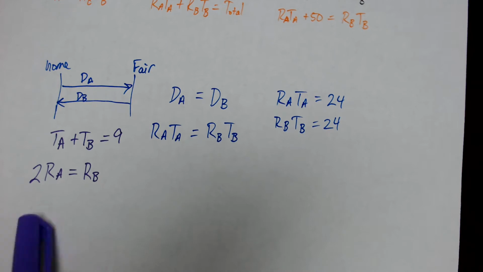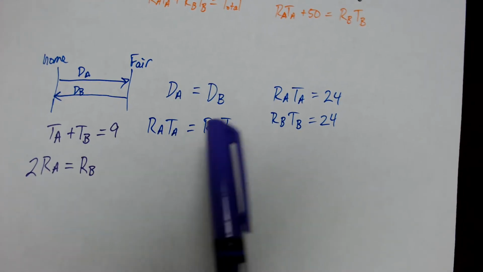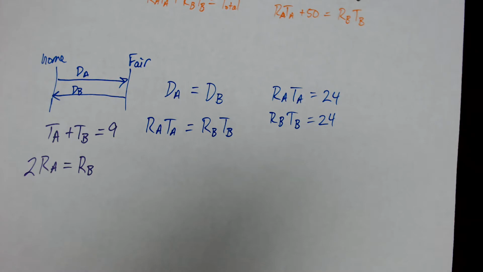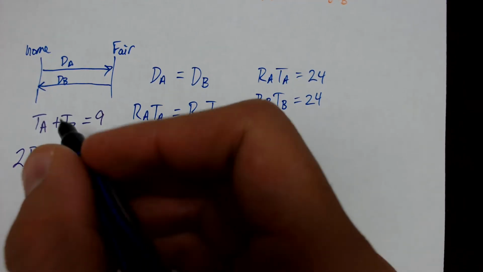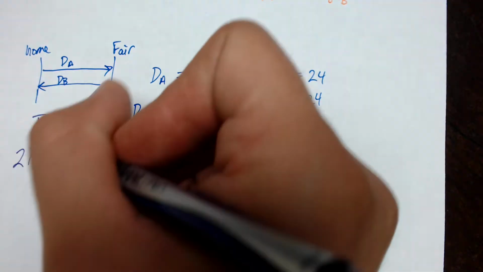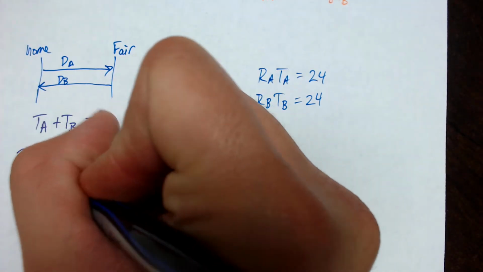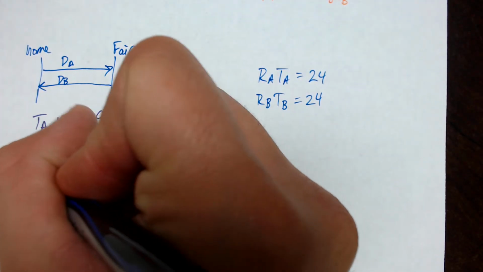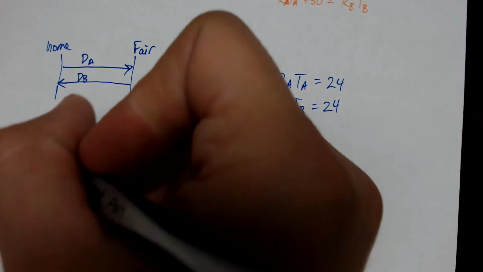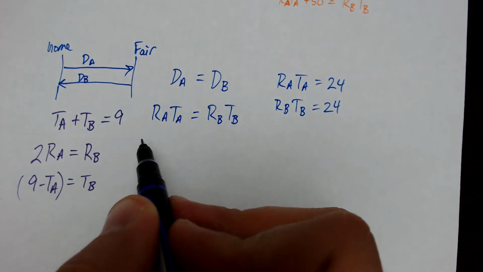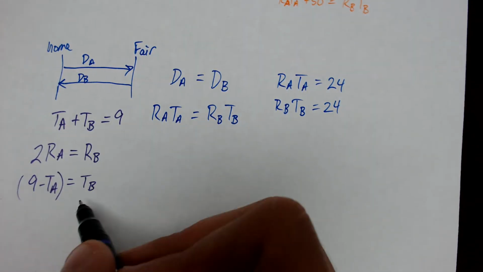So let's see what ways we can substitute this information into these three equations. If I change this time equation to be solved for time of B, then I will have two values for time of B. So if I rewrite this time equation to read as time of B is equal to 9 minus time of A, I get 9 minus time of A by subtracting A from each side. So I solve this top equation for time of B.